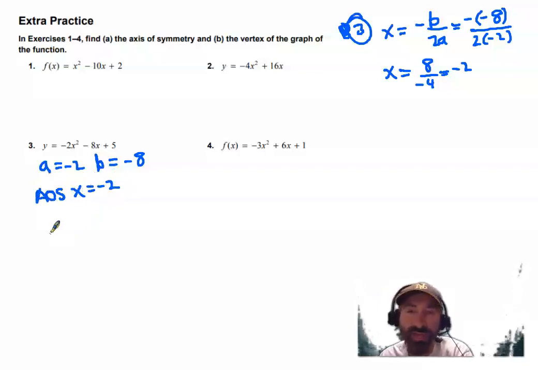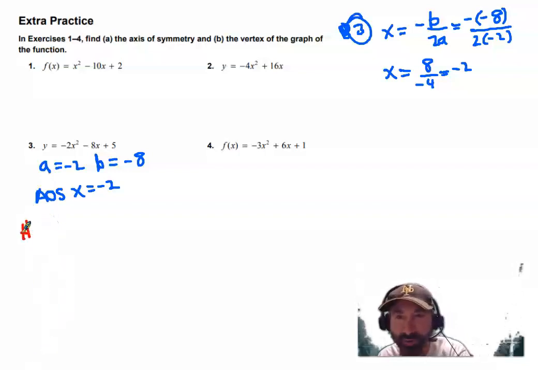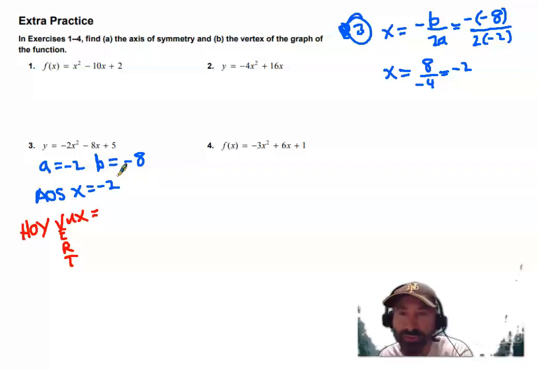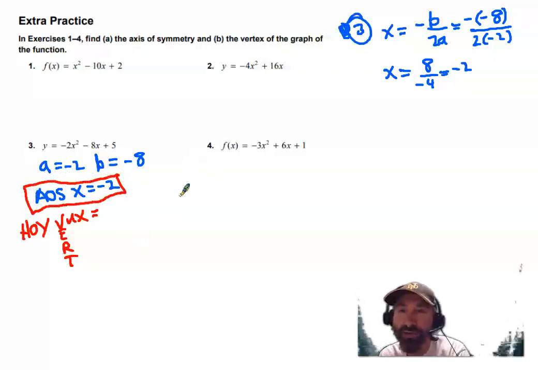Now, I'm going to remind you that that axis of symmetry is a vertical line, and this is related to something we talked about a long time ago called Hoy-Vux. Hoy-Vux just tells us that if we have a vertical line, we're going to have an equation that is x equals some number, and sure enough, it's still true to this day. Yay. Cool.